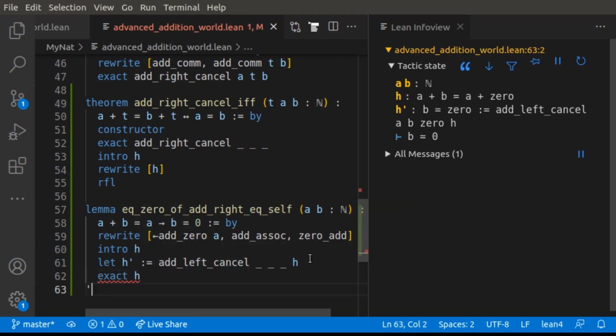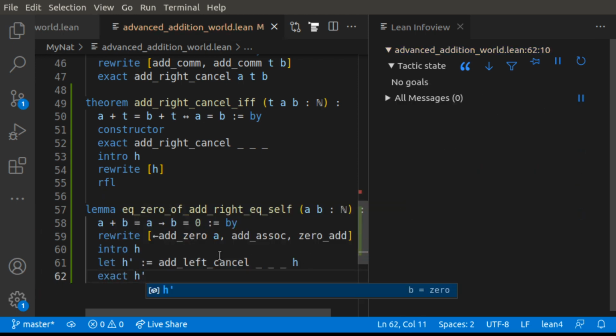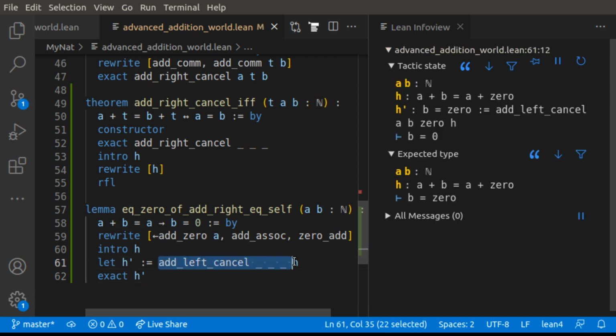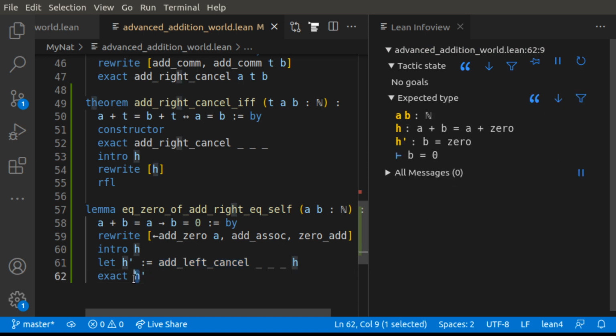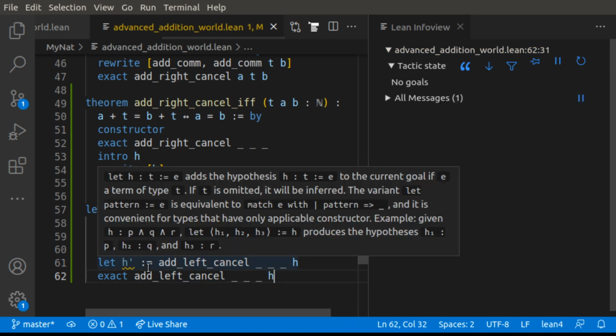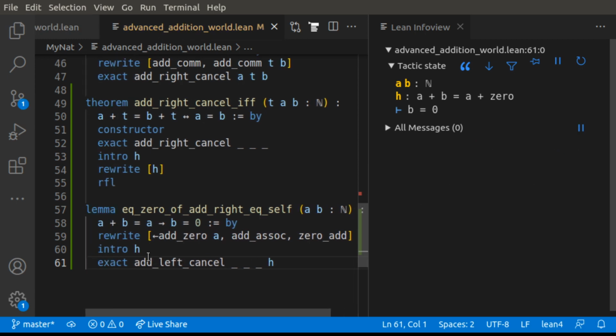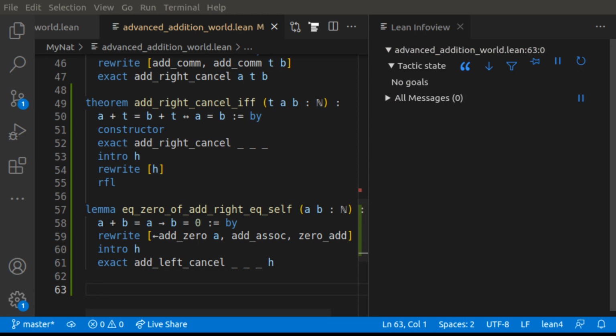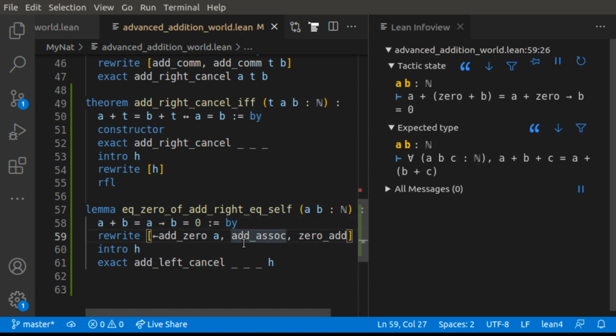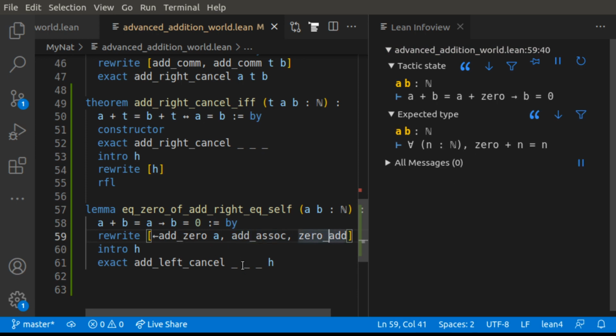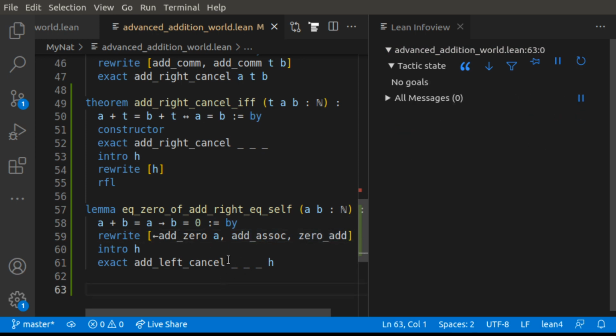Exact H'. Nice. Okay, so I can just do exact this thing. Right? Cool. That's a pretty snazzy proof right there. Pretty proud of that one. That felt like some real math. It was pretty satisfying. It felt like real math, figuring out what substitutions to do where, and using these underscores in an advanced way.